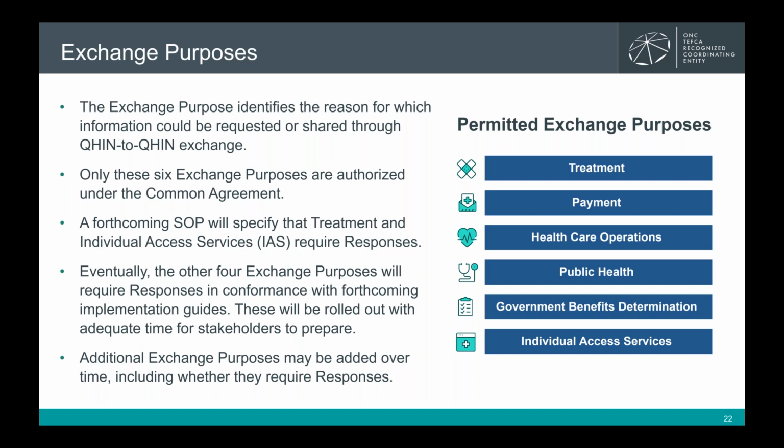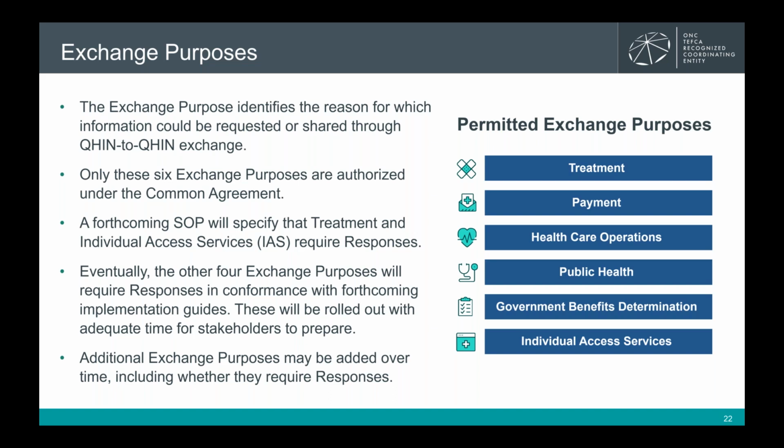As you're likely all aware from having read the common agreement as well, it's a much longer document. I'll forgive you if you haven't gotten through that one yet. But we have 6 defined exchange purposes, and these are all in alignment with what had been proposed previously. And these are all supported for exchange.